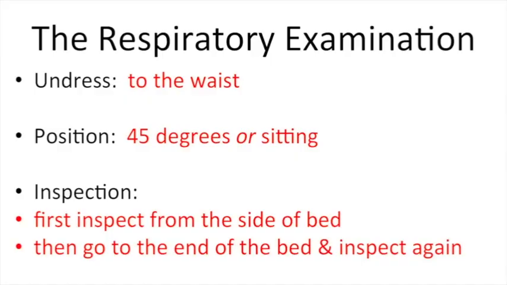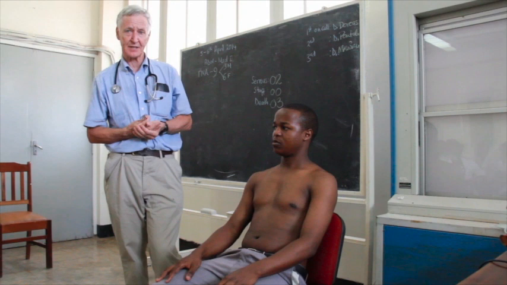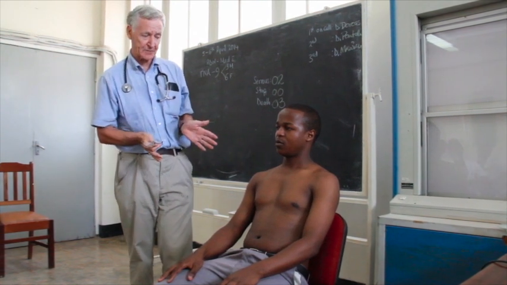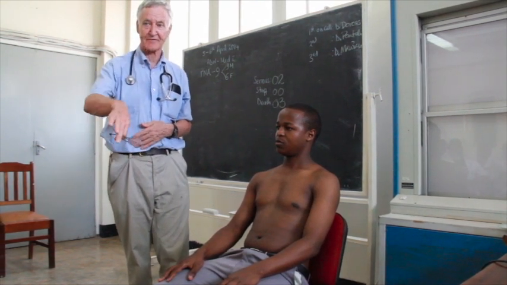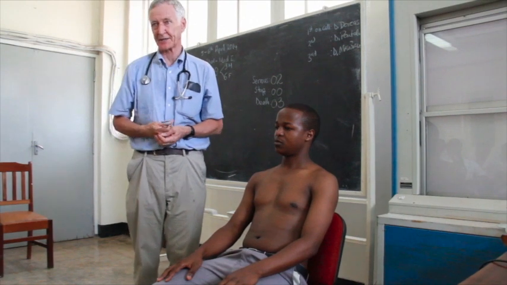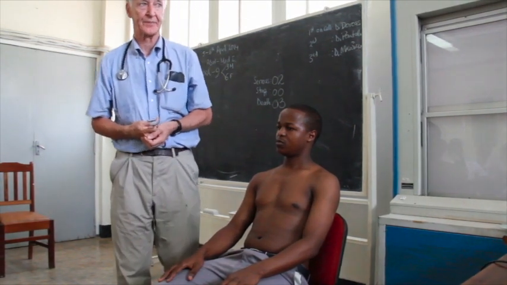If you note that he's undressed to his waist and he's sitting upright in a chair, were he a patient, you would put him at 45 degrees. And that's very important to emphasize. And then you begin your inspection from the side and you look for any abnormalities. And then when you finish your inspection from the side, you always go to the front or to the end of the bed and do the inspection from there.